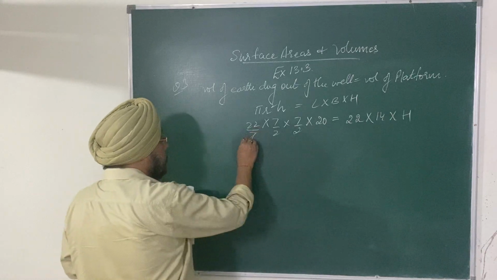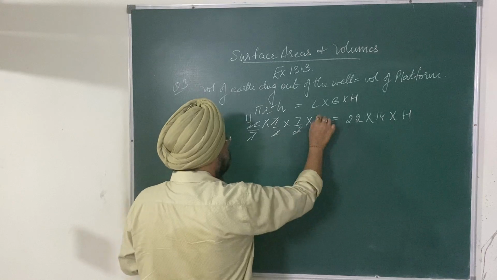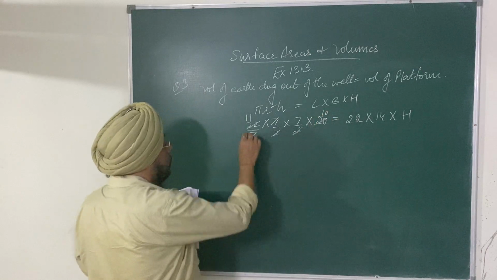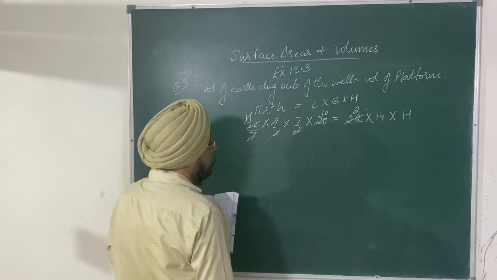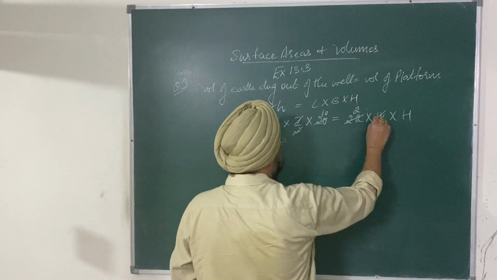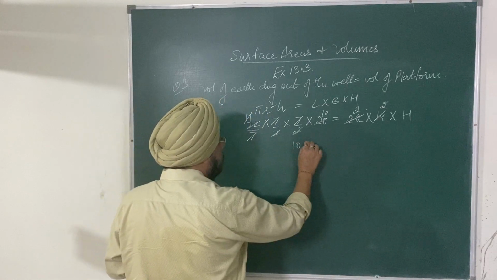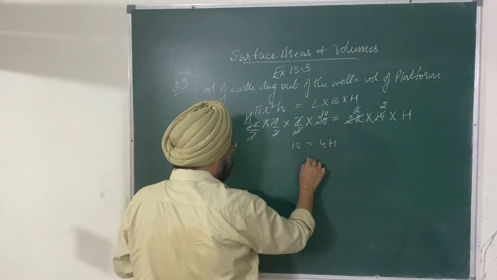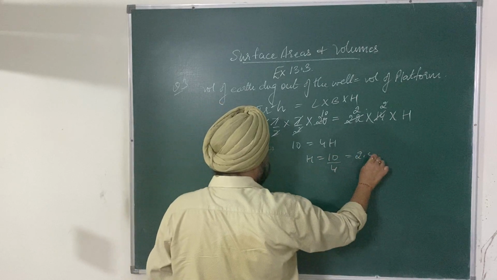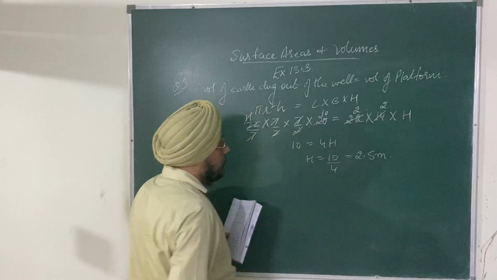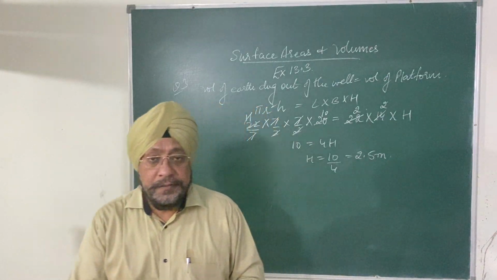Now cancel this 7 with 7, 2 with 11, and this 2 with 20. Now we can cancel 11 with 22, 7 with 2. So on this side we are left only with 10. This is 4h, or h is equal to 10 by 4, which is equal to 2.5 meter. So this is sum number 3. So let's come to sum number 4.